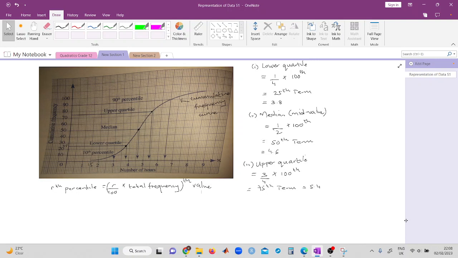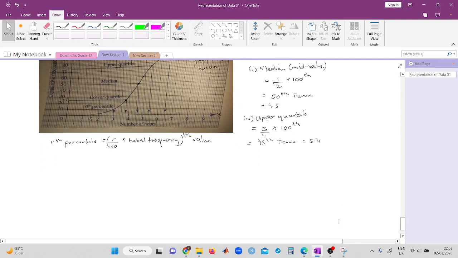Next, we continue with the percentile. For example, the 10th percentile. We have 10 over 100, multiplied by the total frequency, depending on the question. So it gives us the 10th term, the 10th value.